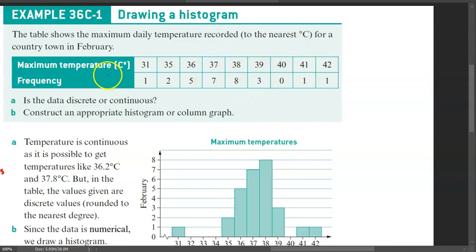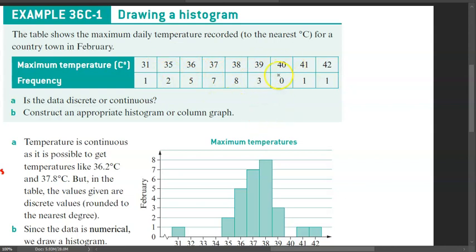So the table shows the maximum daily temperature recorded to the nearest degree Celsius for a country town in February. I don't know what the country town is, but all you know is that within the month of February, there's only one day that hit 31 degrees. There are 2 days that hit 35. There were 5 days that hit 36, etc., etc.